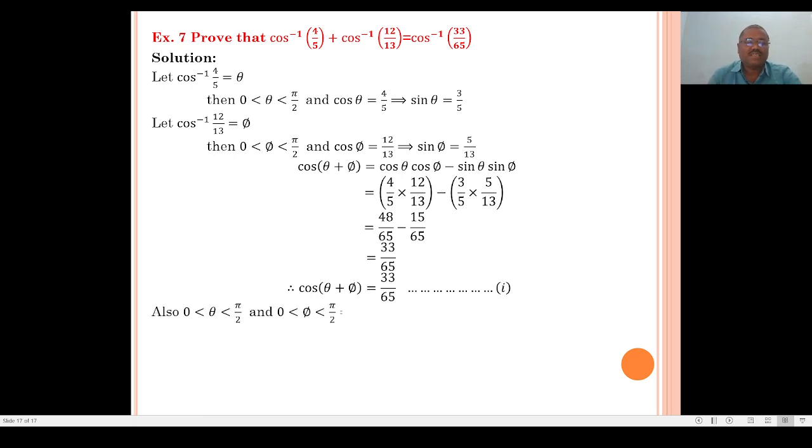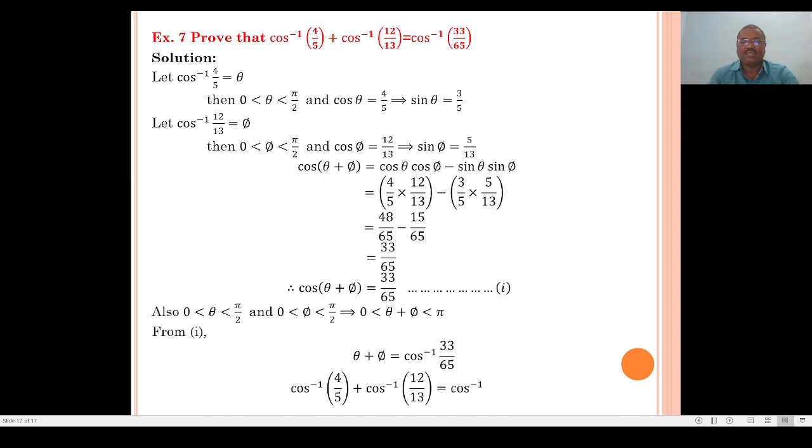Also 0 less than theta less than pi by 2 and 0 less than phi less than pi by 2 implies 0 less than theta plus phi less than pi. So from the first, theta plus phi equals cos inverse 33 upon 65. So cos inverse 4 by 5 plus cos inverse 12 by 13 equals cos inverse 33 upon 65. Thank you. Now we will discuss solved examples from the exercise in our next videos.